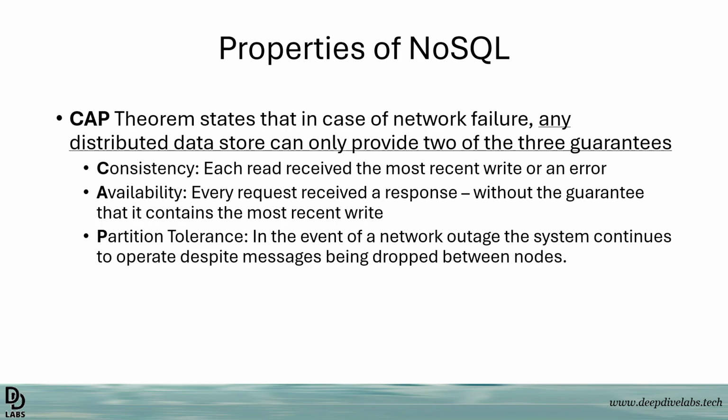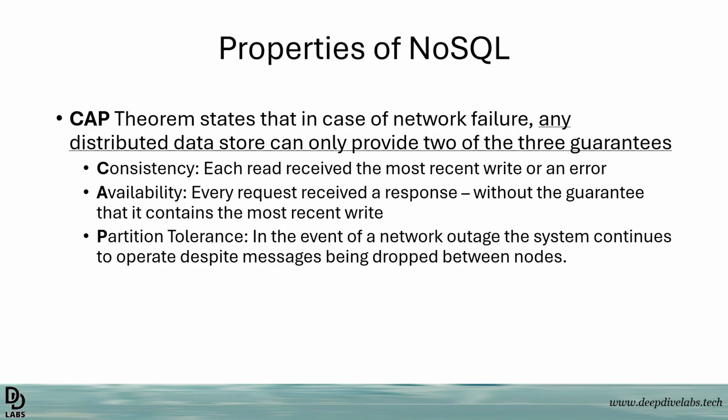So what is consistency? Consistency is that each read receives the most recent write, or it should get an error. The second is availability: every request receives a response, but without the guarantee that it contains the most recent write. So you have either consistency or availability.